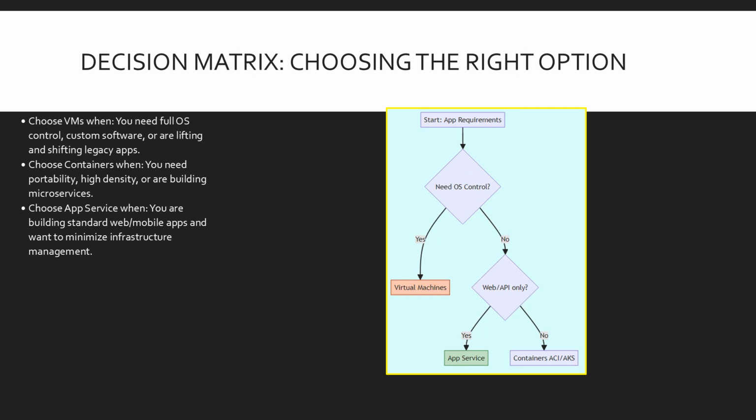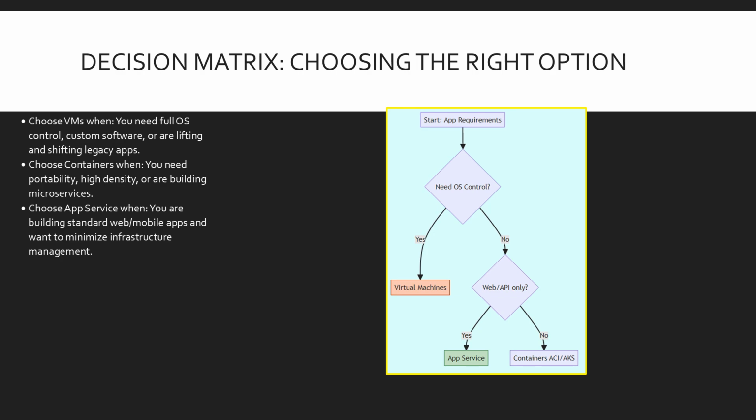So, how do you decide? Use virtual machines when you need absolute control over the operating system or are migrating legacy applications that require specific OS configurations. Choose containers if you are building microservices, need to run the same application in different environments, dev, test, prod, or want higher density on your hardware. Finally, choose Azure App Service for standard web and mobile applications where your priority is development speed and you want Microsoft to manage the security and patching of the infrastructure.